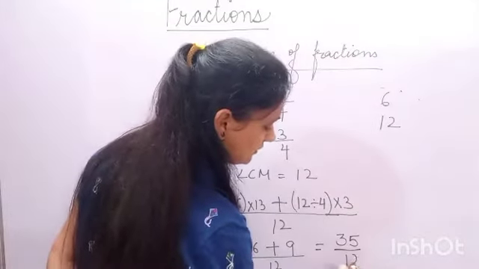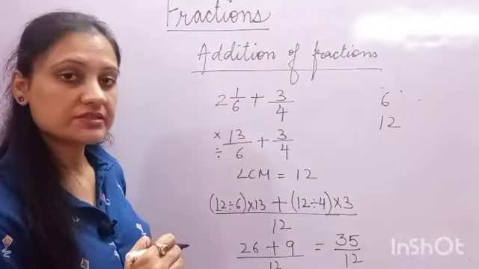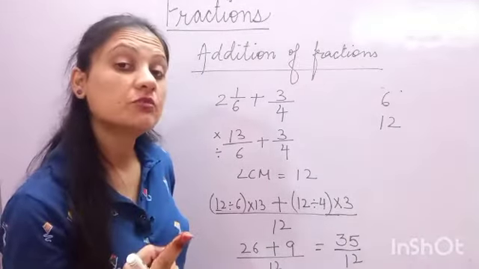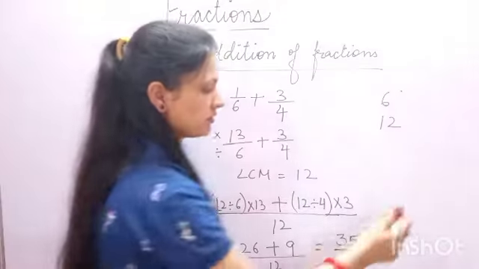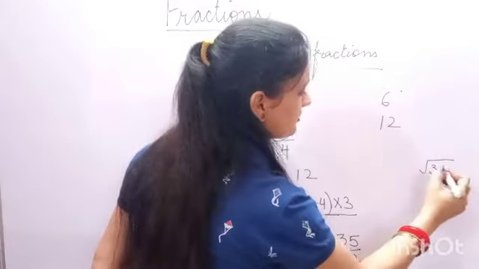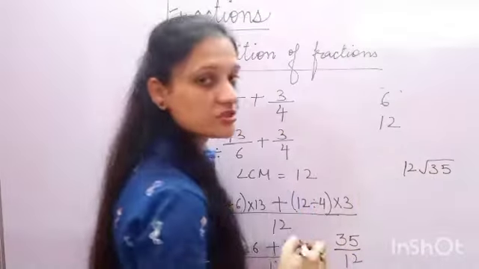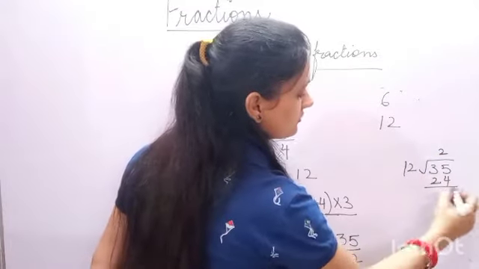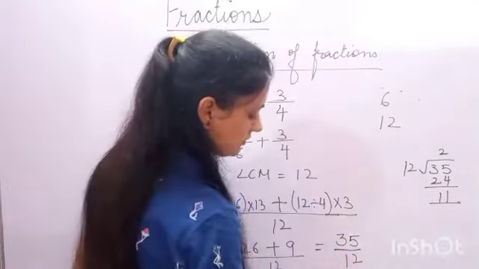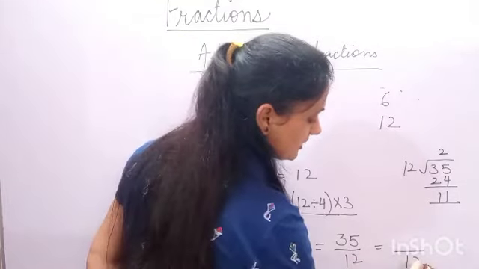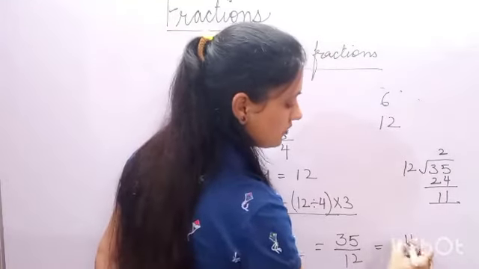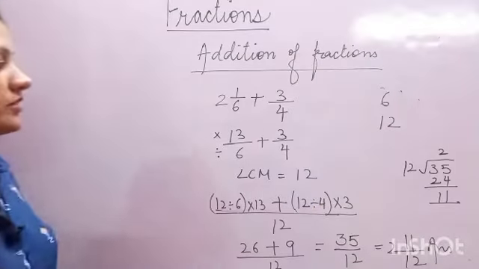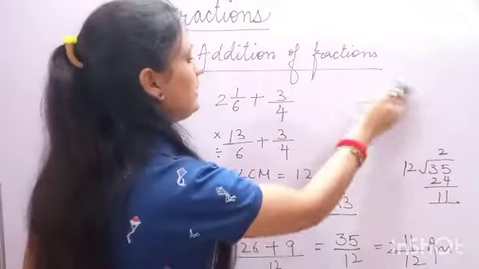35 by 12. Can we reduce it? Do they both come in the same table? No. So let us convert it into a mixed fraction. How to convert? As I have explained to you. So with which number shall I do it? 12 ones are 12, 12 twos are 24. So how to write it down in the mixed fraction? The denominator remains the same, the remainder goes up, and here too. This is our answer. This is how you can add the unlike fraction.